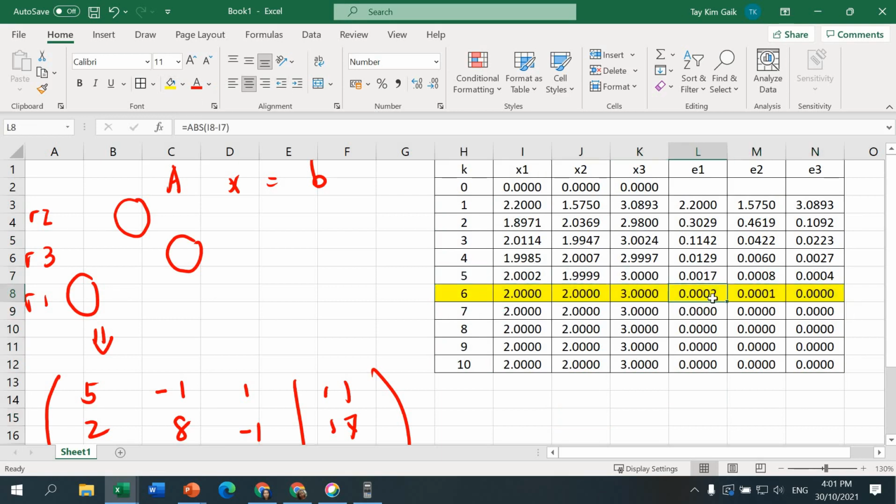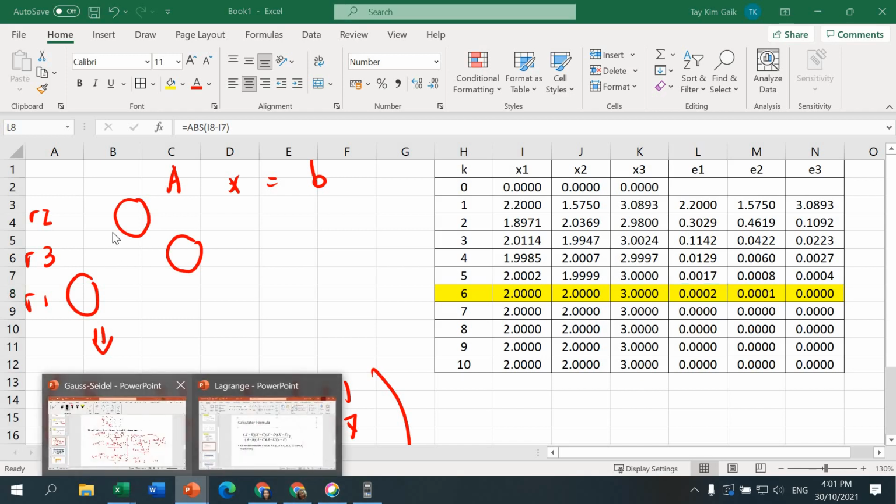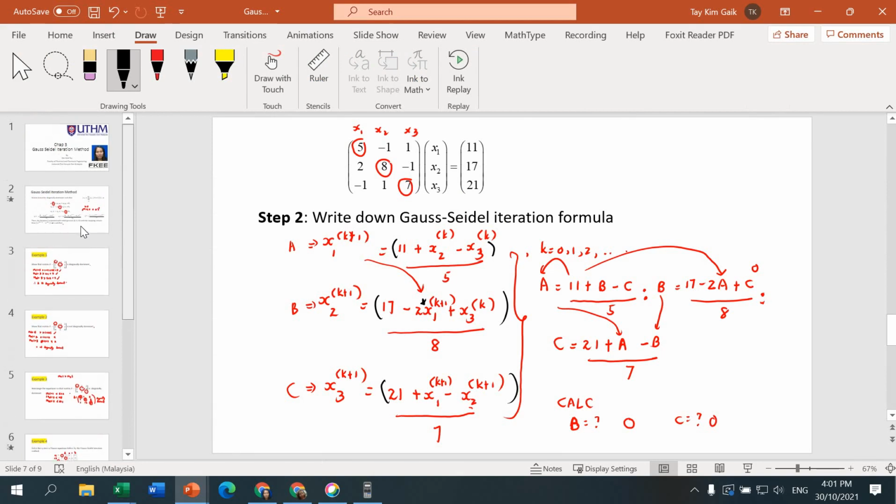The maximum error is 0.002, less than epsilon 0.005. Then the answer is x at step 6. Vector x at step 6 consists of 2, 2, 3. So with this, I think we have covered the formula.